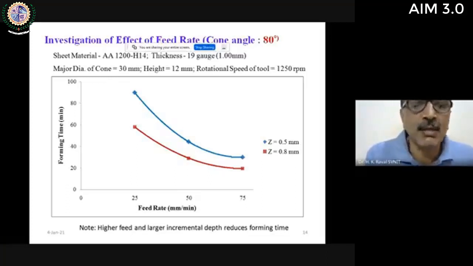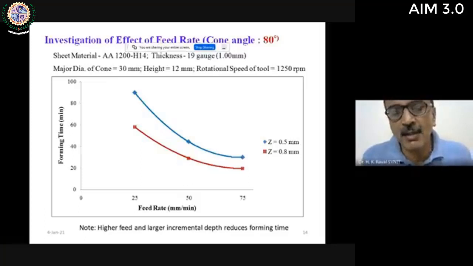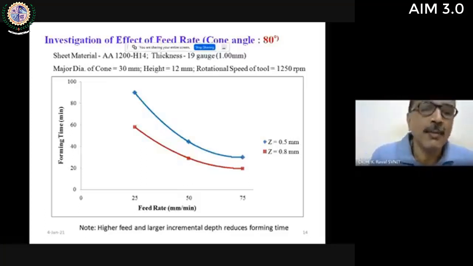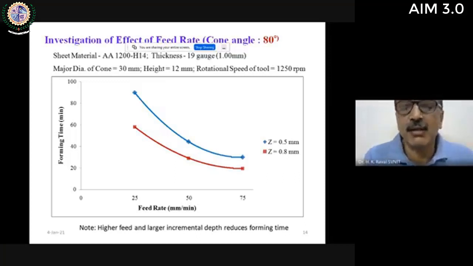So timing is also important, because ultimately it is related to the cost. So forming time control is one of the key factors. So here feed rate is the important parameter which controls the forming time.